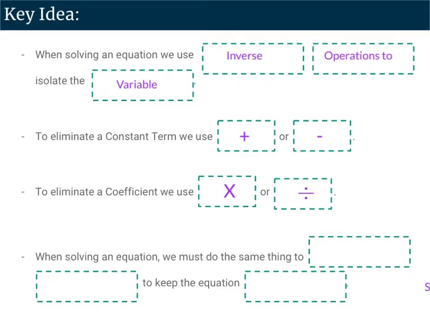When solving an equation, we must do the same thing to both sides of the equation to keep it balanced. So whenever we do something to one side of the equation, we need to do it to the other side, so that our equations stay balanced. So let's take a look at that with some visual representations.